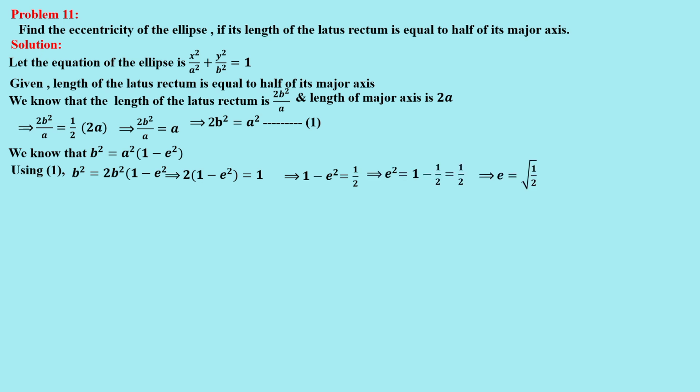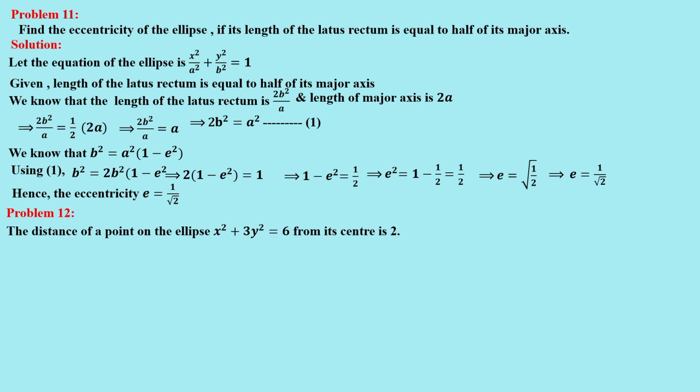So e is equal to plus or minus root of 1 by 2. So we have to take the positive value. So e is equal to root 1 by 2, so 1 by root 2. So eccentricity e is equal to 1 by root 2, right? So that is what we need to find.